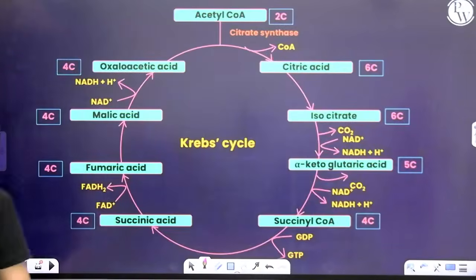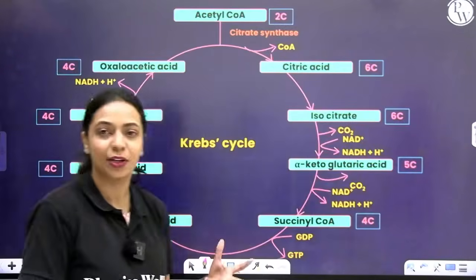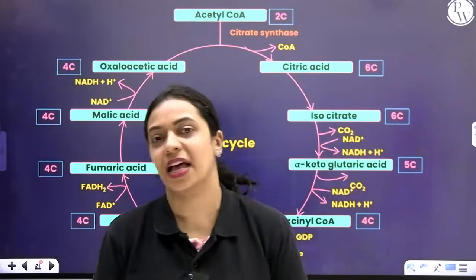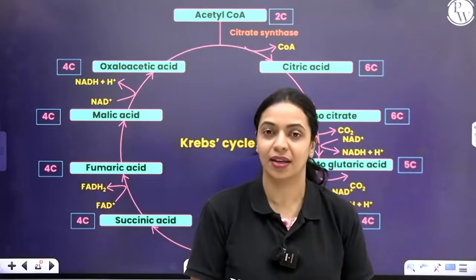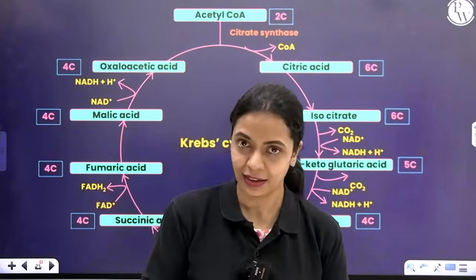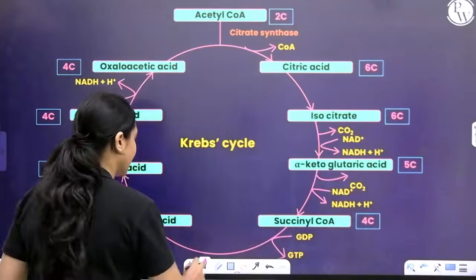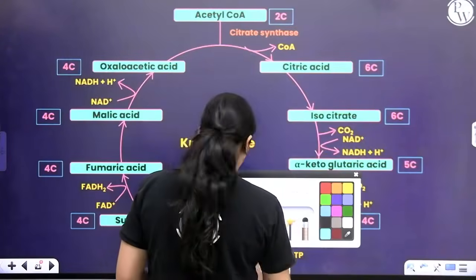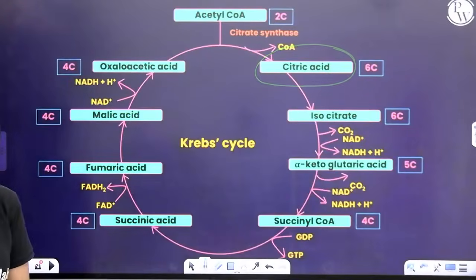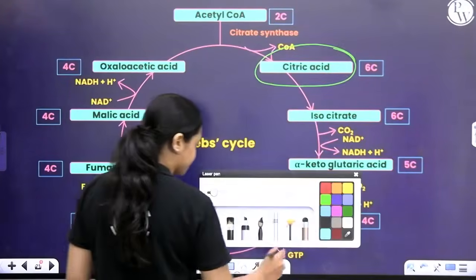Why it is called Krebs cycle is because it was elucidated by a person called Hans Krebs. Now, this Krebs cycle has alternate names as well. Krebs cycle is also called citric acid cycle, because the first product that we obtain in Krebs cycle is citric acid. So you call it the citric acid cycle as well.